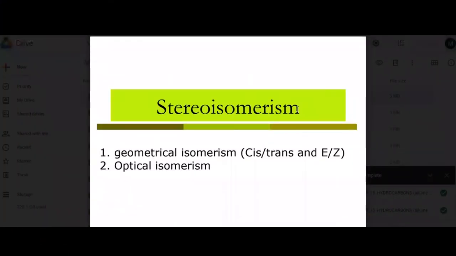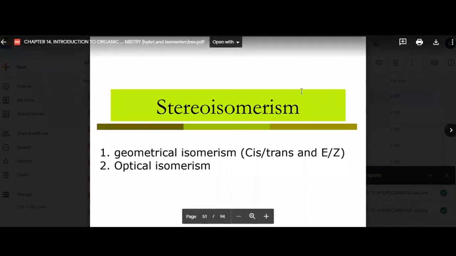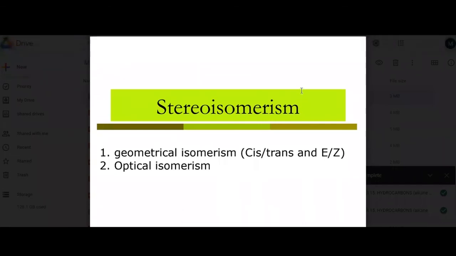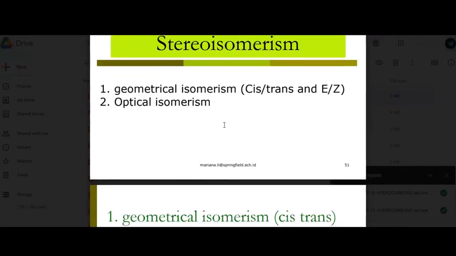Hi everyone. We will continue to discuss stereoisomerism. As you know, stereoisomers are molecules with the same molecular formula, but they differ in how they are arranged in space. I mean, these molecules have different arrangements in space. There are two types of stereoisomerism: geometrical and optical isomerism. Let's discuss them one by one.